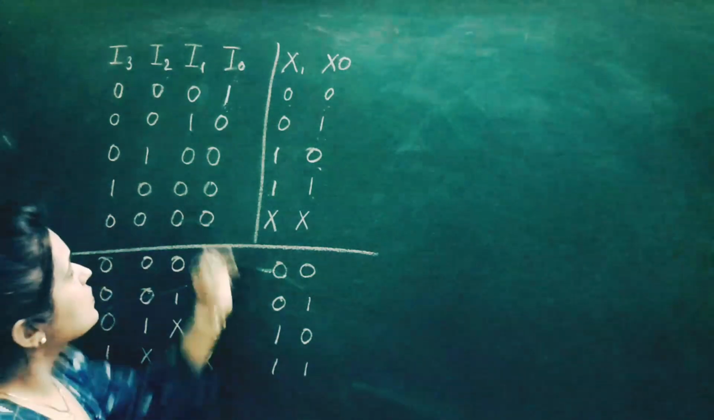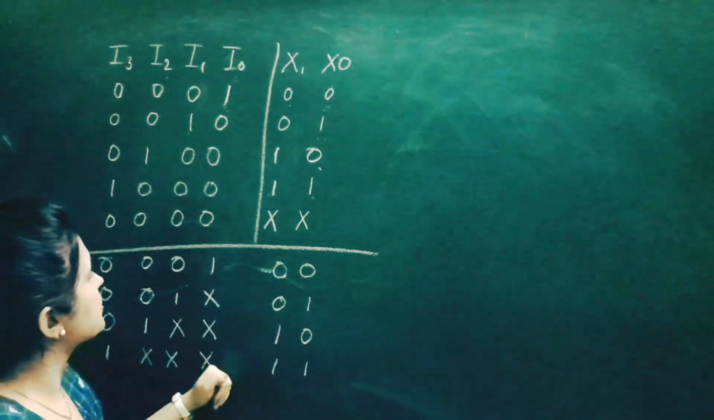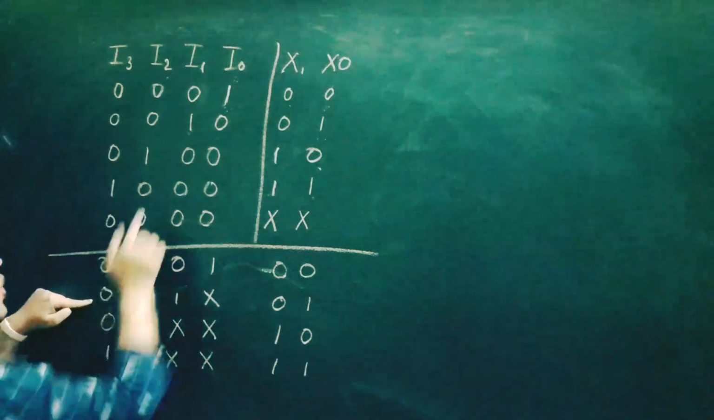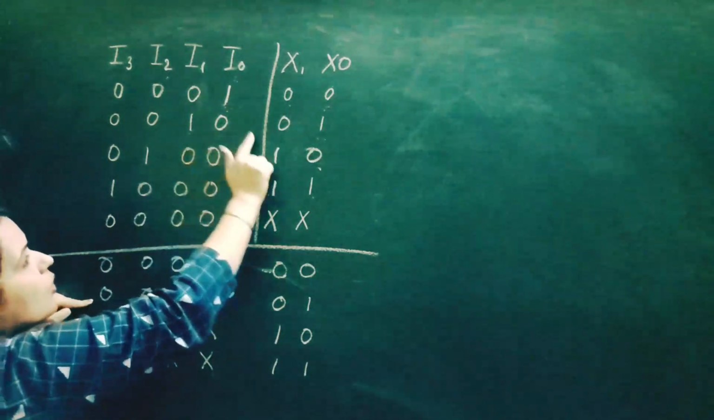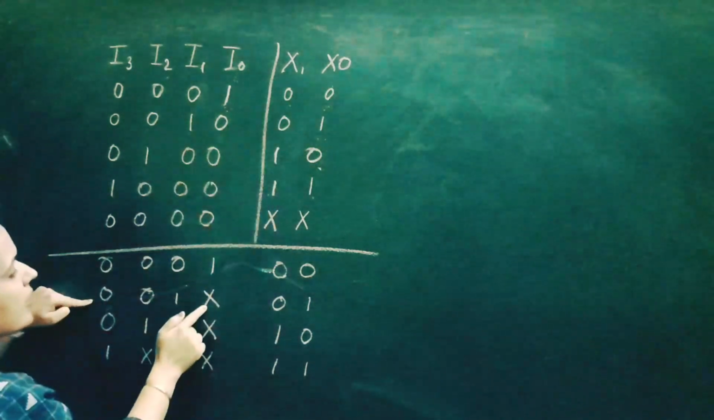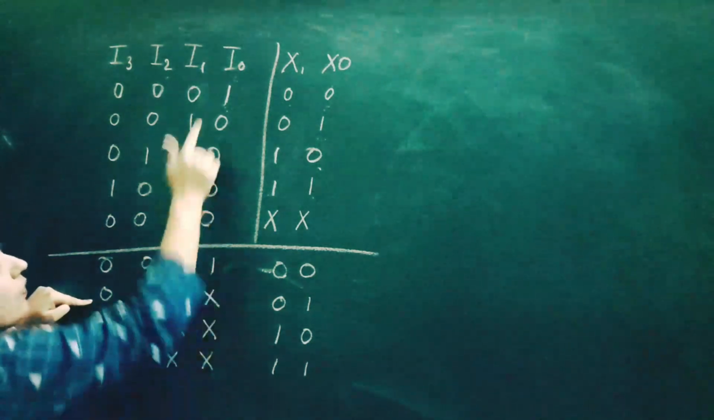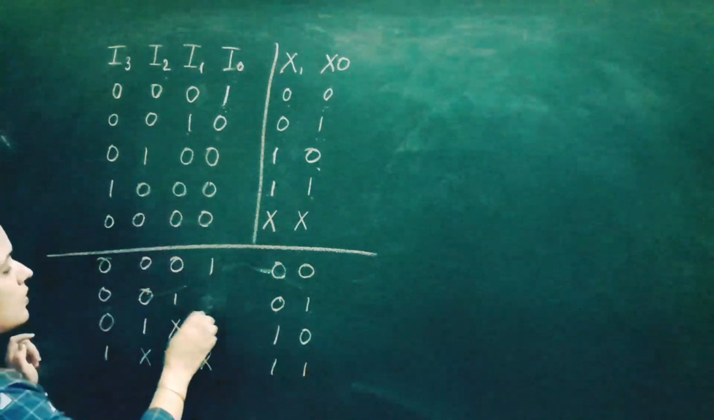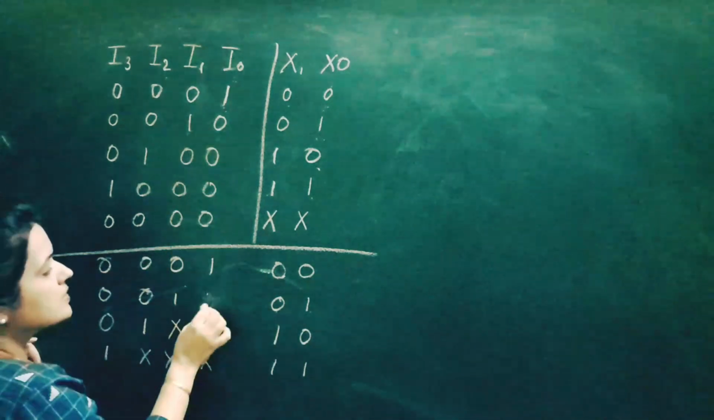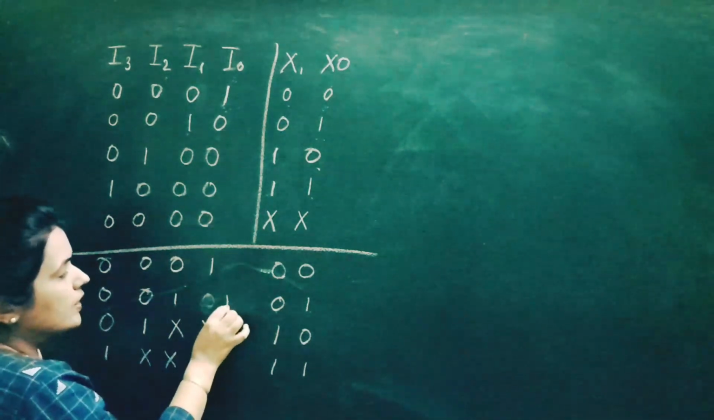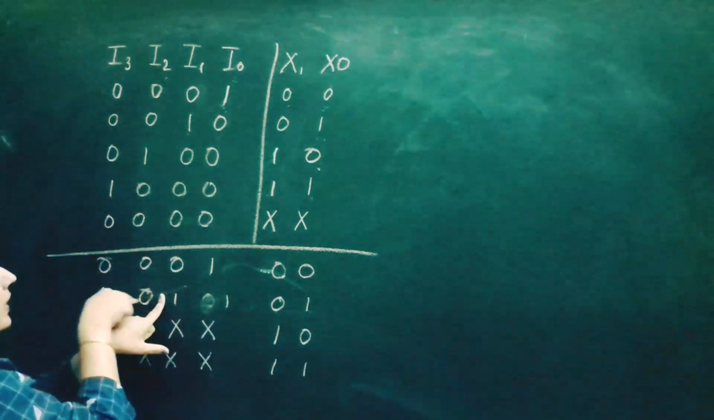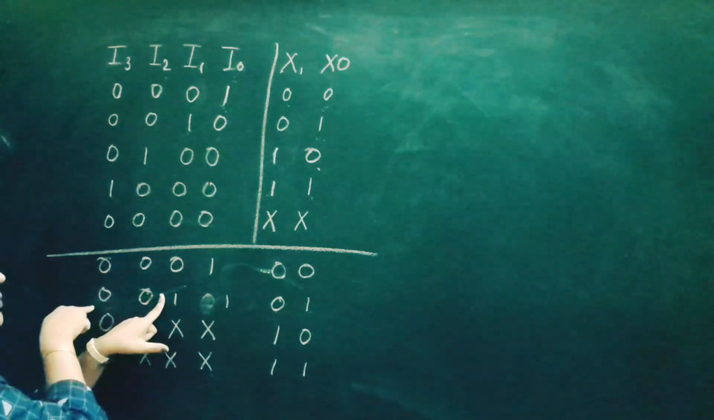Now the question arises: what is the difference between these two truth tables? See here, in this second row I0 must be 0 for the output 0, 1. But here we are saying whatever may be the value of I0, when I1 is high, we will get output 0, 1. So this cross says whether I0 is 0 or 1, the output will be 0, 1 when I1 is high and the remaining inputs are 0.